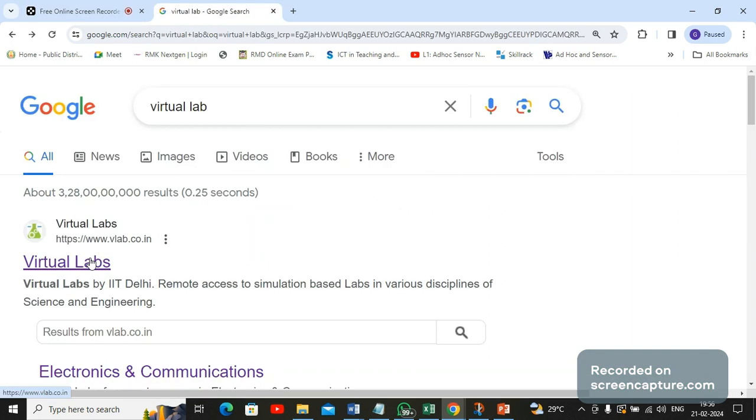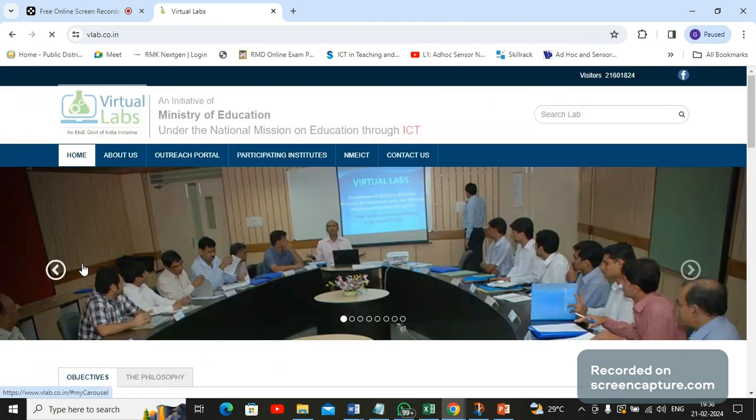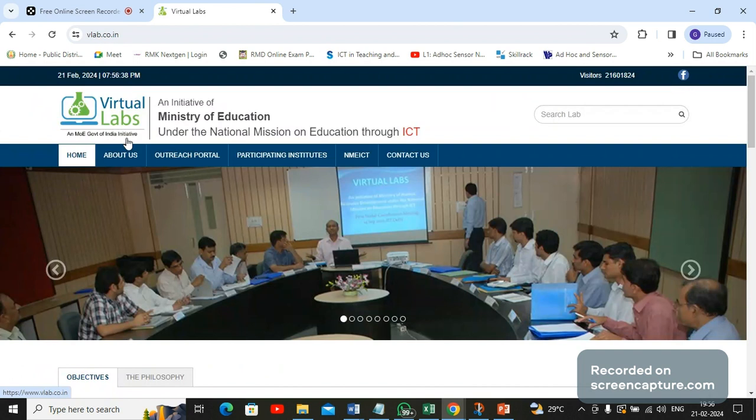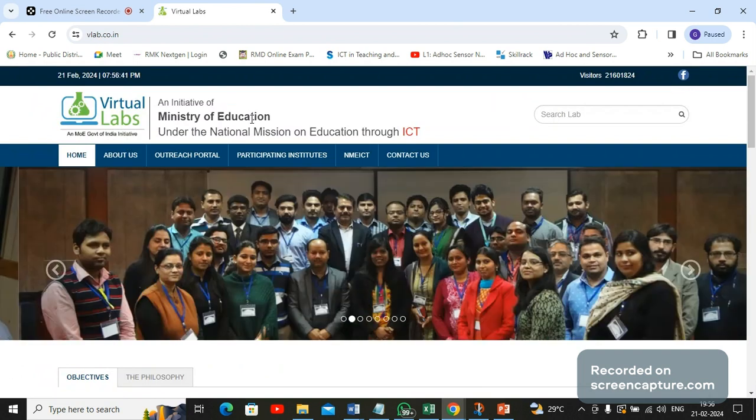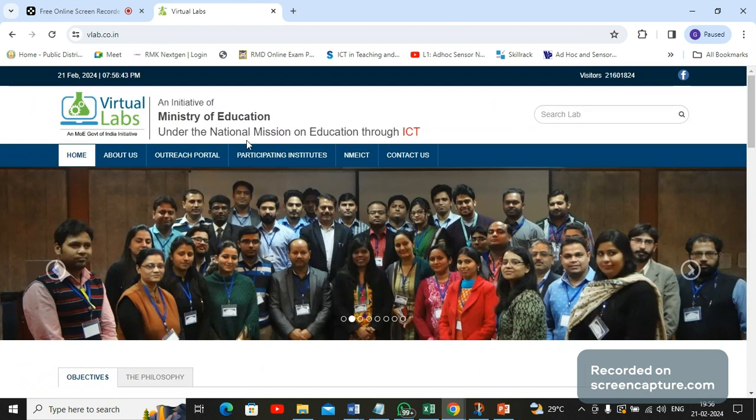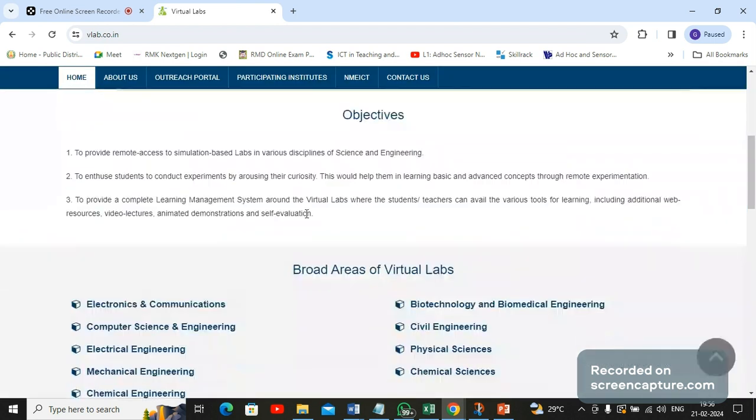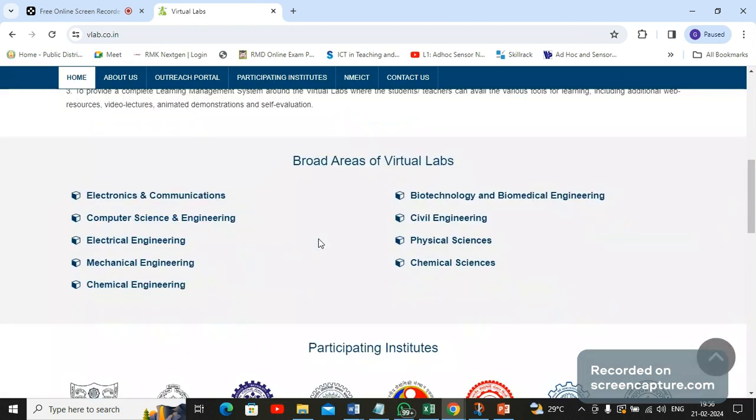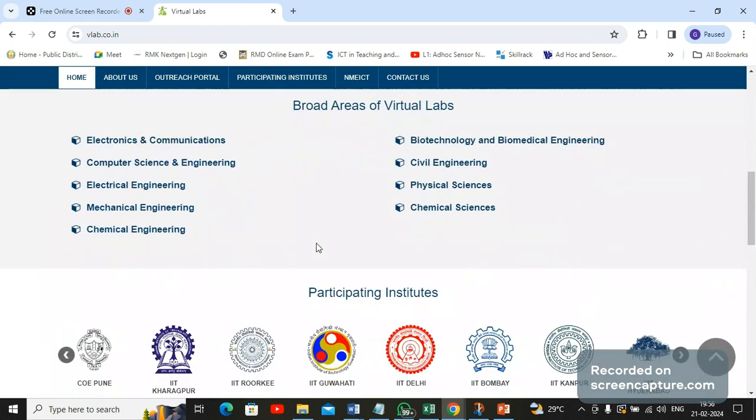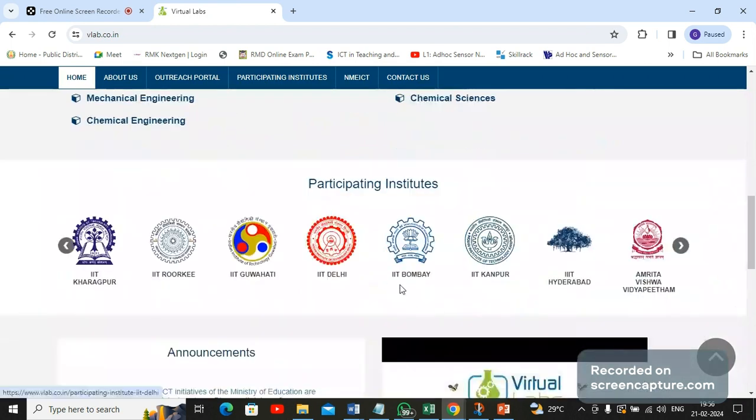So type virtual lab. You will get www.vlab.co.in. Click on this virtual lab. So this is a Government of India initiative. It's an initiative of the Ministry of Education under the National Mission on Education through ICT. So this would be very useful for us to take over our lab sessions in a virtual way. These are the very broad areas of virtual labs, and these are the participating institutes.